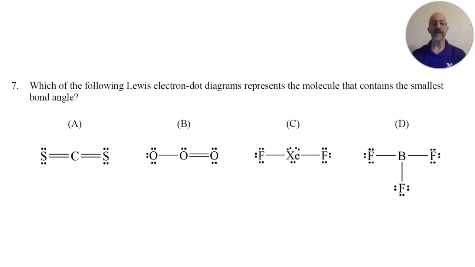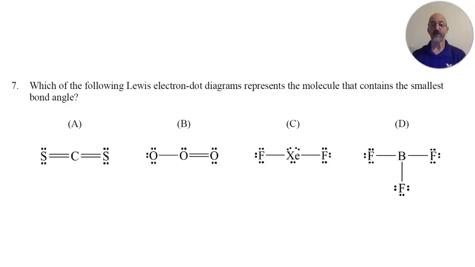Question 7 says, which of the following Lewis electron dot diagrams represents the molecule that contains the smallest bond angle? Now, before I answer question 7, I'm going to give you a preview of a very important piece of advice that I will mention near the end of this lesson.